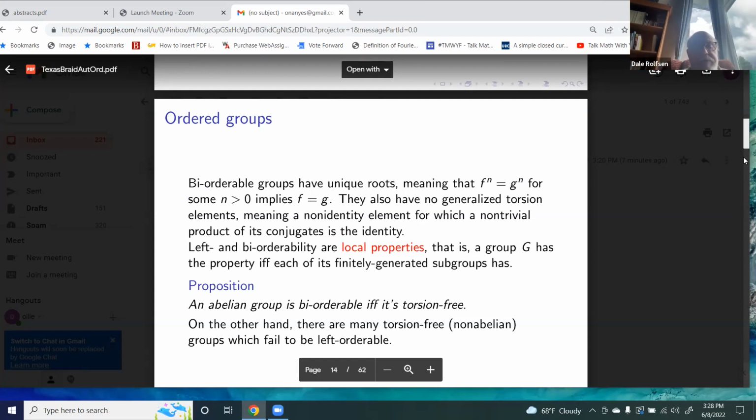There are many torsion-free non-abelian groups which fail to be left orderable. We'll see some in a later slide.